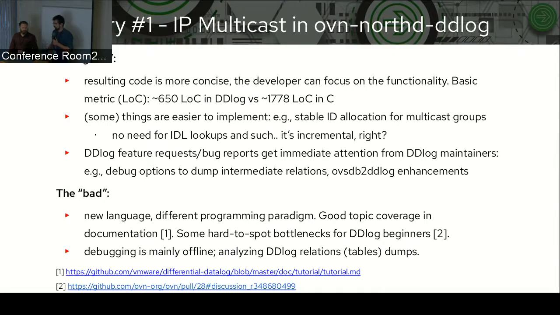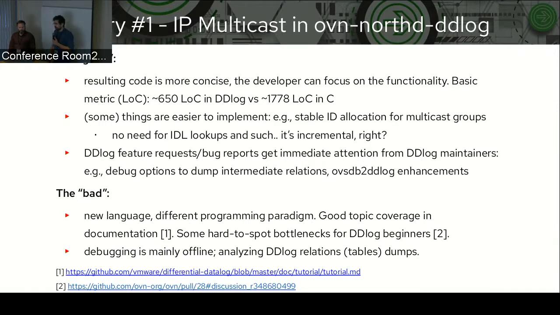So you dump tables and you look at the outputs and then figure out where you made a mistake in the code. But the thing is, we got quite a lot of support from the ddlog maintainers when we hit issues. And I came to realize that some things are way easier to implement in ddlog. For example, stable ID allocation was just a few lines in the end compared to complicated C code.